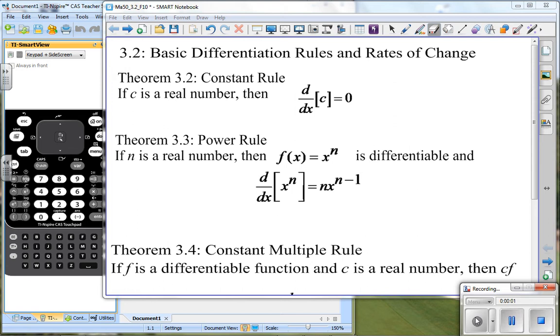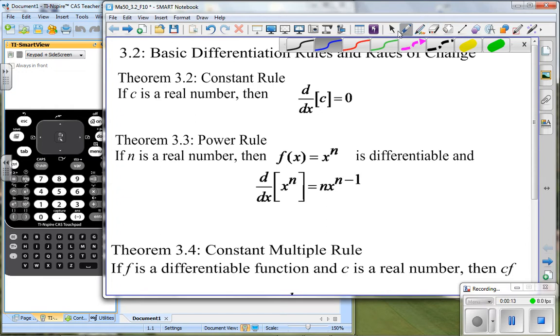This is the start of our section now, 3.2, where we use a lot of rules to do the derivatives. We're not going to use the limit process as in section 3.1. We have had the benefit now of lots of mathematicians over hundreds of years doing derivatives with the limit process and observing some rules. So let's jump right into them.